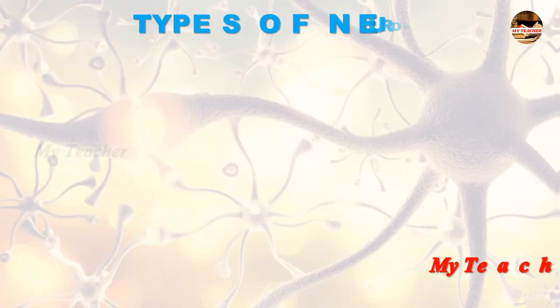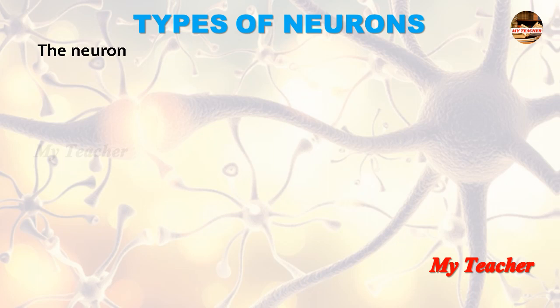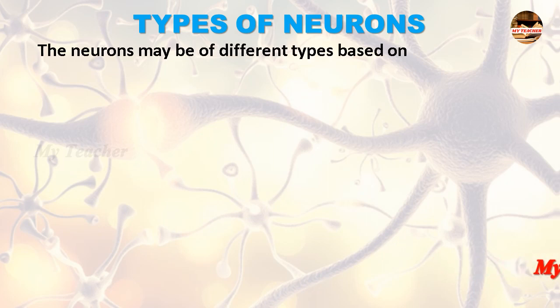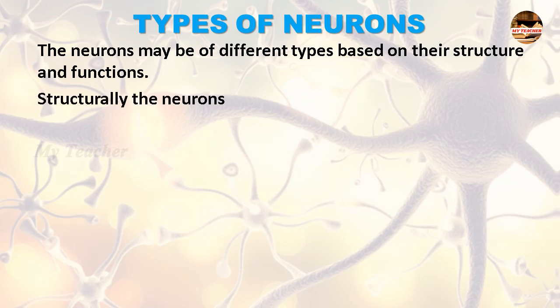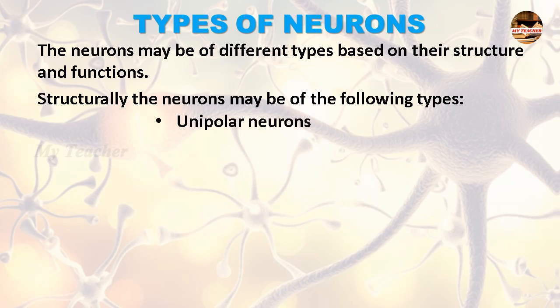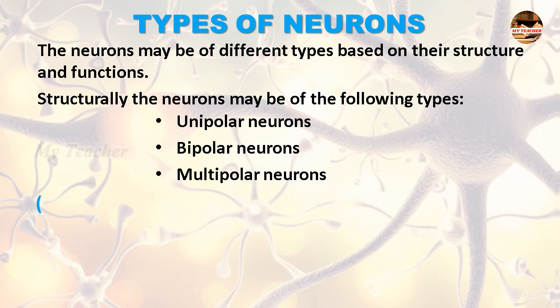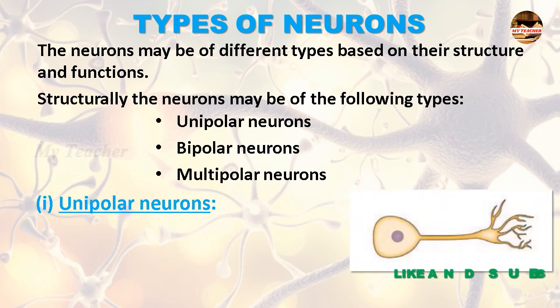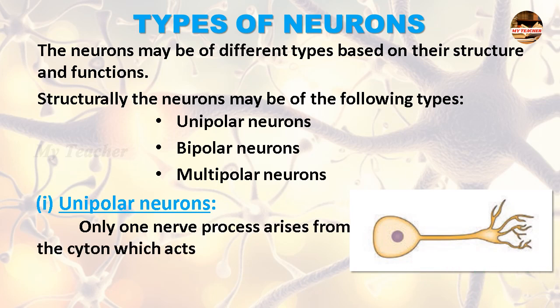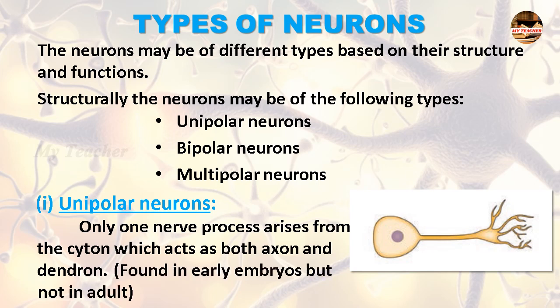Let us see the types of neurons. The neurons may be different types based on their structure and function. Structurally, the neurons may be of the following types: unipolar neurons, bipolar neurons, multipolar neurons. See the picture of unipolar neuron. Only one nerve process arises from the cyton, which acts as both axon and dendron. It is found in early embryos but not in adult.